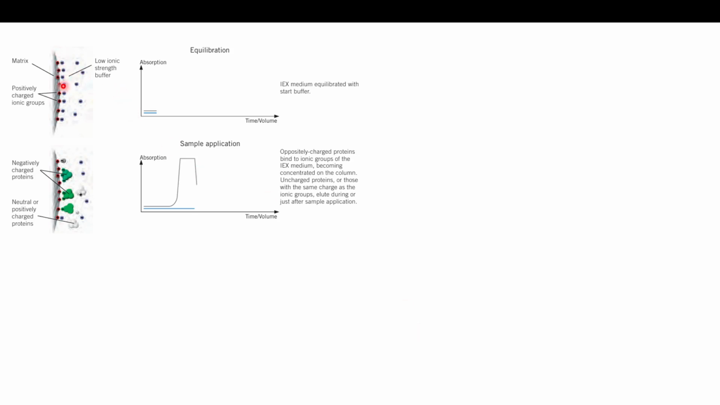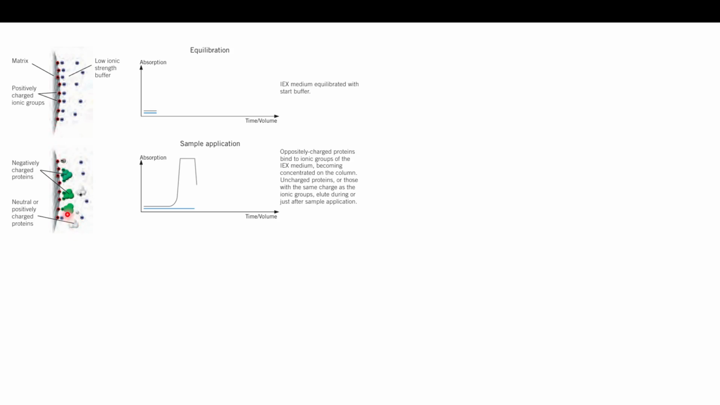So if this is the matrix, and the matrix has positively charged ionic groups attached to it. Now, a low ionic strength buffer is passed through it, and negatively charged molecules from the buffer can interact with the positively charged groups on the matrix. This is what happens when we are equilibrating the matrix or equilibrating the column. Now, when you are applying your sample of interest, these positively charged residues are bound to the matrix. So overall, the matrix is positively charged.